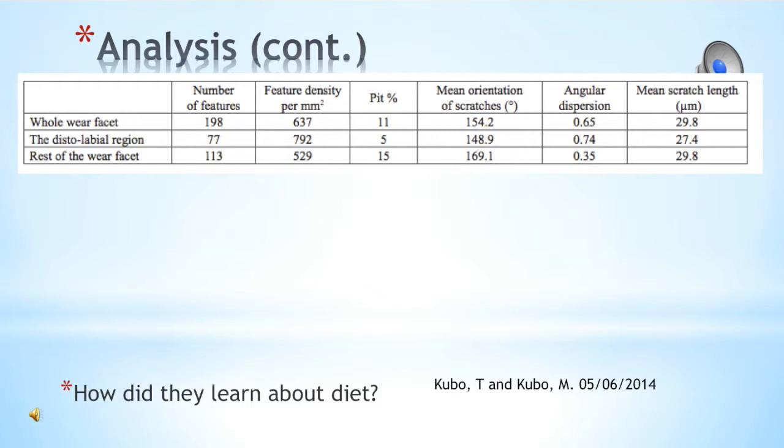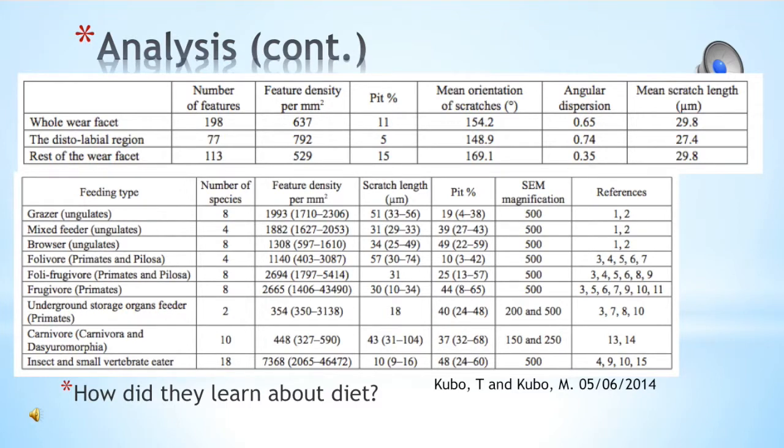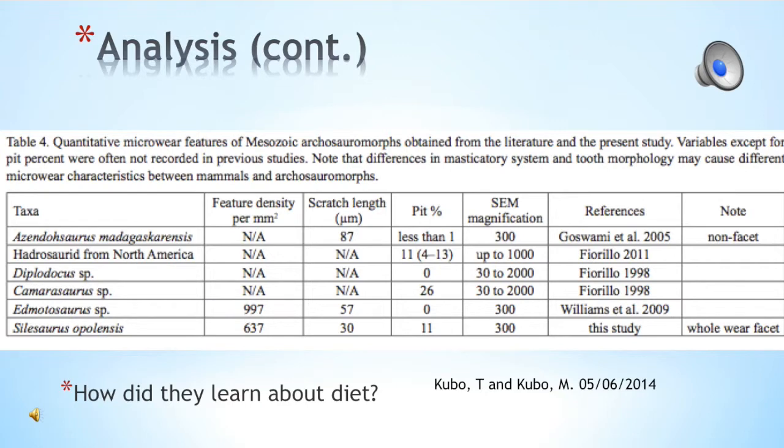Thus, the researchers compared the results of Silosaurus's DMA to the DMA of 9 different feeding types of extant mammals. These mammals' DMA feature overlapping quantitative variables, which were the basis of the researchers' comparison. The researchers also included a table of DMAs of Mesozoic archosauromorphs, but there were few overlapping useful variables, so the second comparison did not significantly figure into the researchers' results.